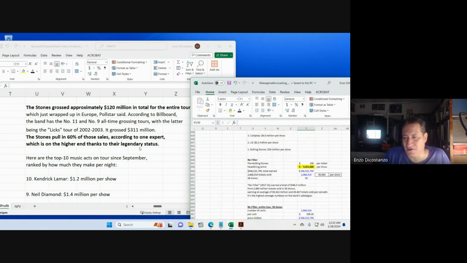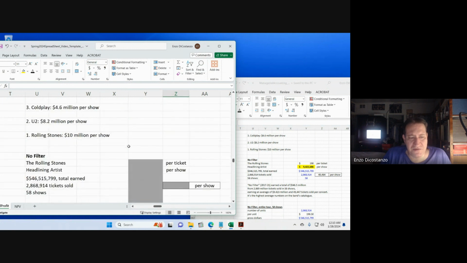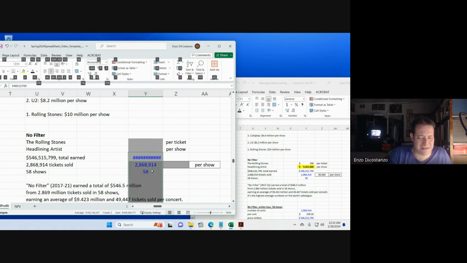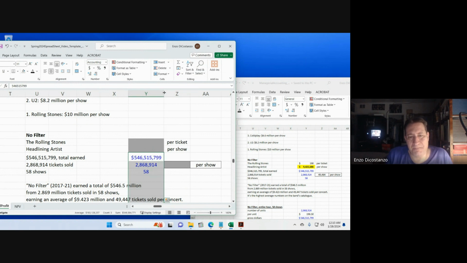So let's get to the model here. What are we doing here? I looked up the No Filter tour on the website, and they had 58 shows. They sold 2,862,914 tickets. Okay, they brought in the gross, I suppose, about $500 million. Right, if you could believe it's that number, $500 million. And we're not talking about oil sales or anything like that. All right. $500 million came in the door.